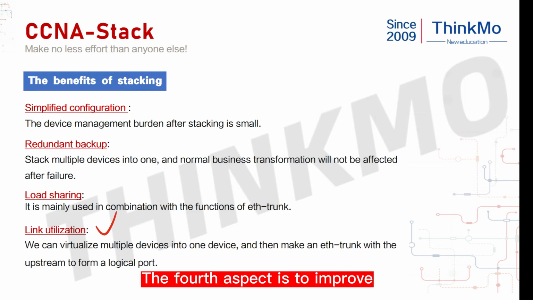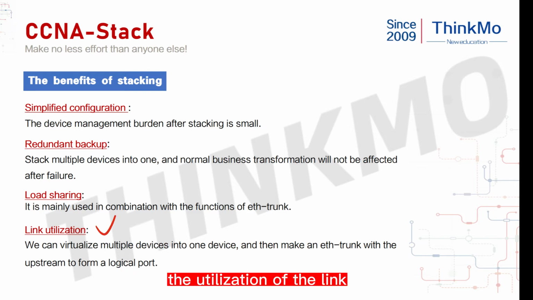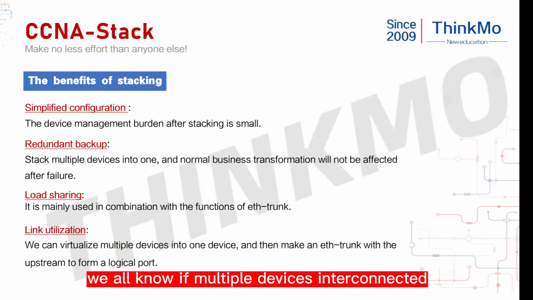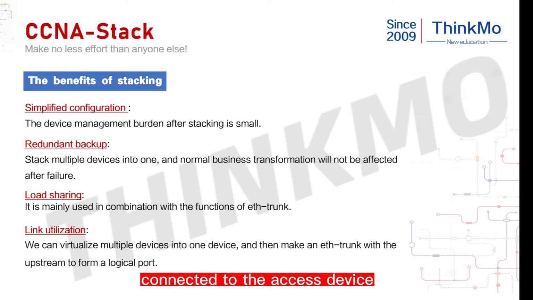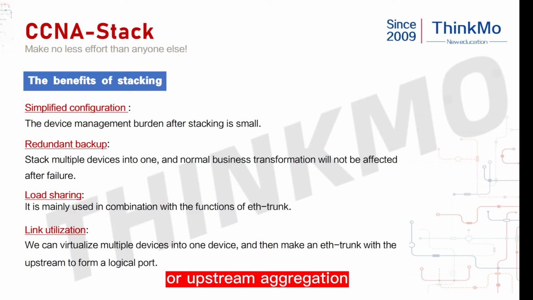The fourth aspect is to improve the utilization of the link. What is it like? We all know if multiple devices are interconnected, a loop will be formed. Then when we virtualize these switches into one device and combine with F-trunk, connected to the access device, or upstream aggregation, or the core device.